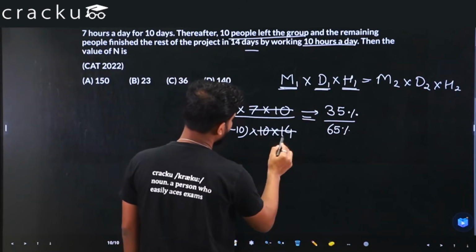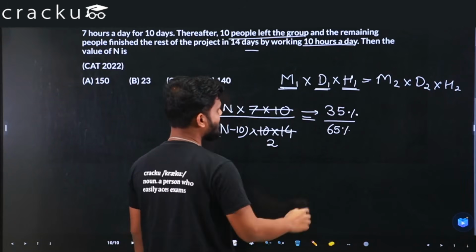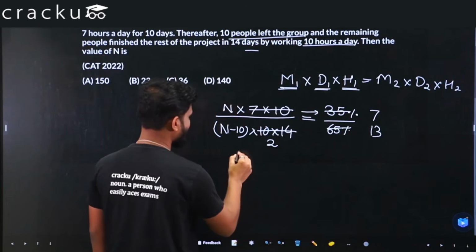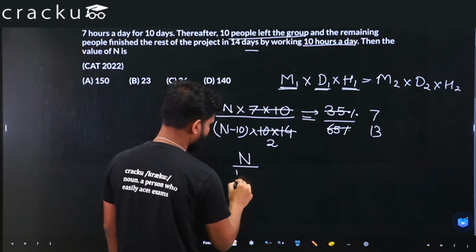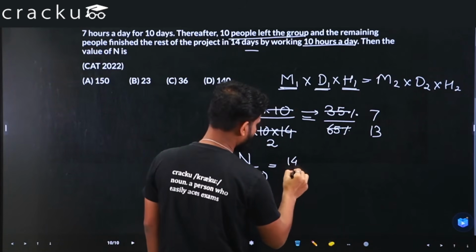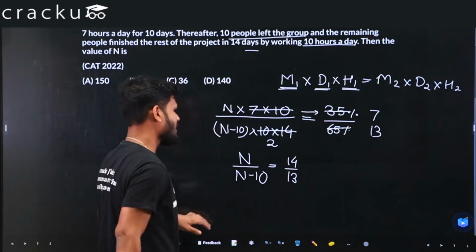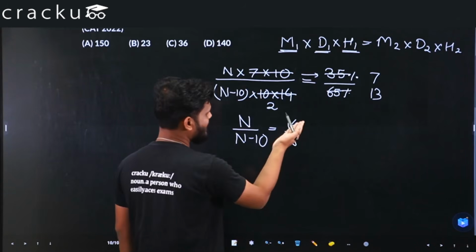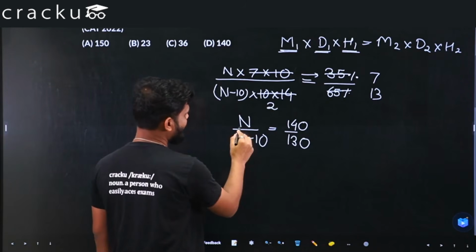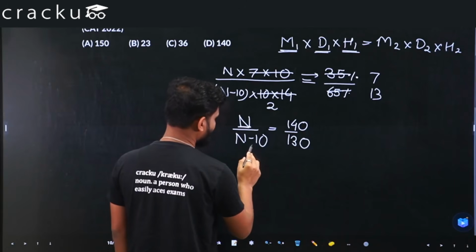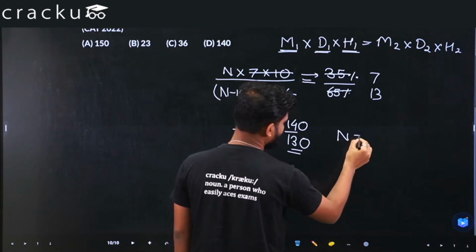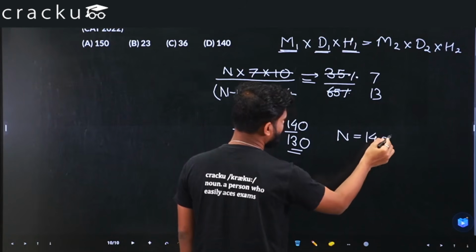This will get cancelled here, you will get 2 here. After getting 2, this will become 7 and this will become 13. So you can say n upon n minus 10 is nothing but 14 divided by 13. If you multiply 14 by 13 into 10, you will get 140 divided by 130. So if n is 140, I am subtracting 10 from 140, I am getting 130. So the value of n is 140 here.